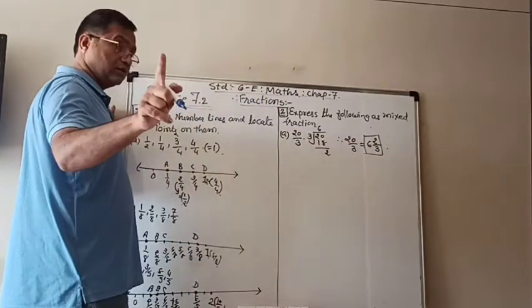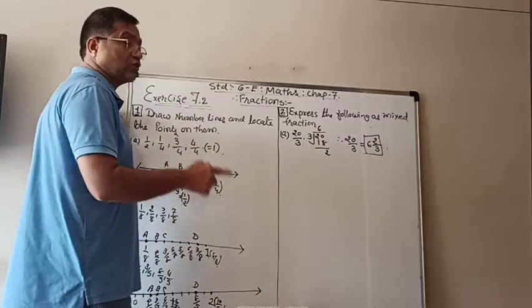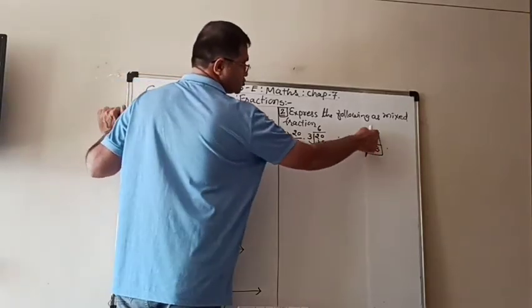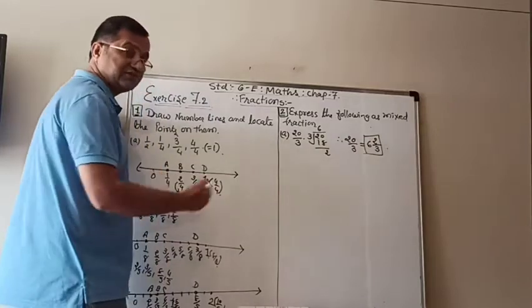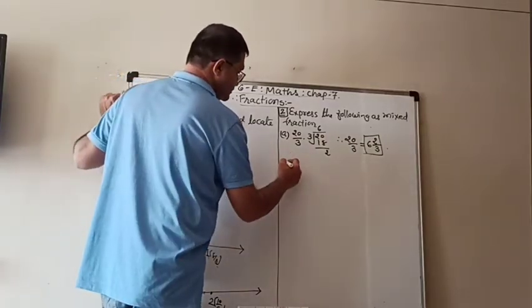And you can confirm also whether your answer is right or wrong. How? 6 3s are 18, 18 plus 2 is 20, 20 upon 3. Go in reverse.